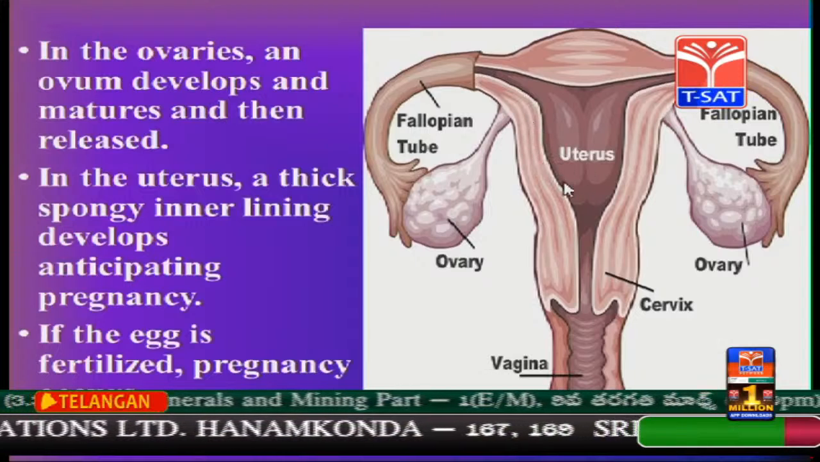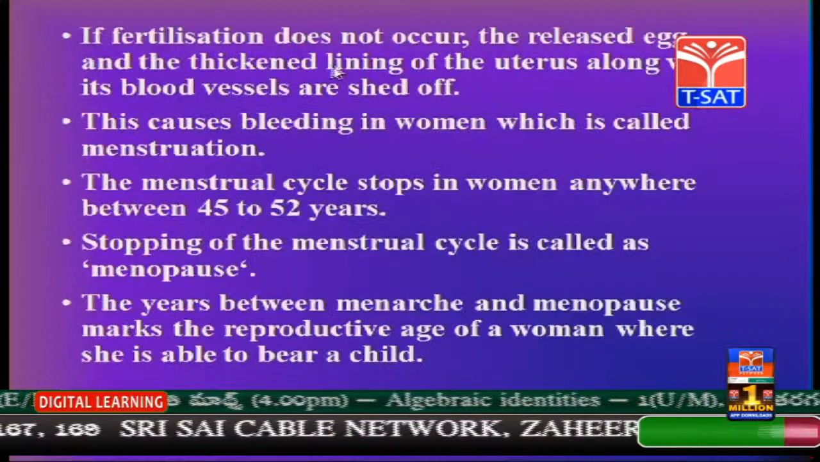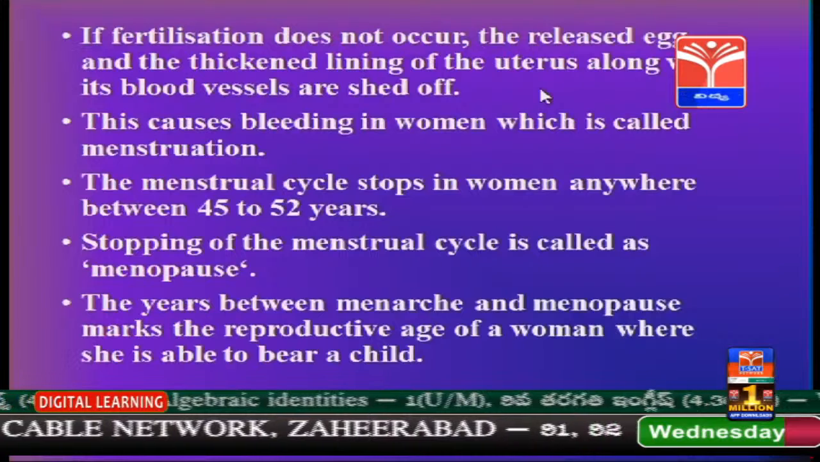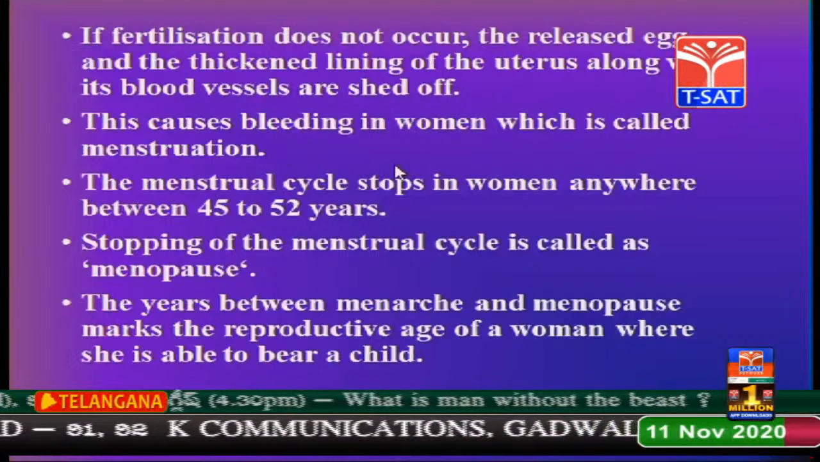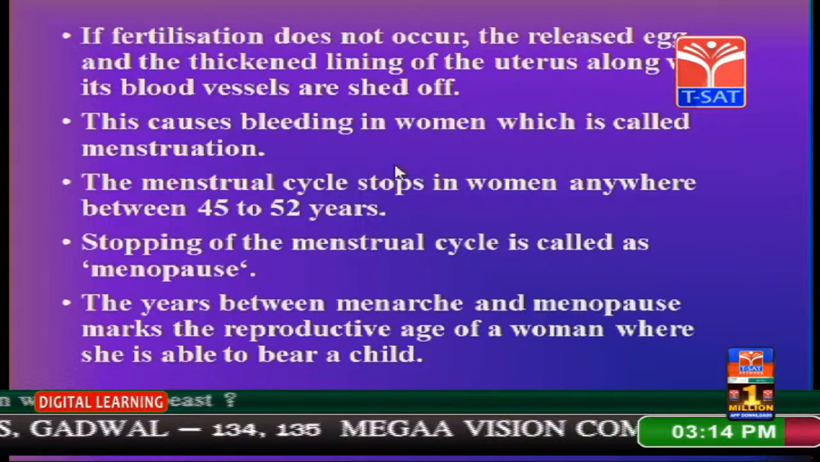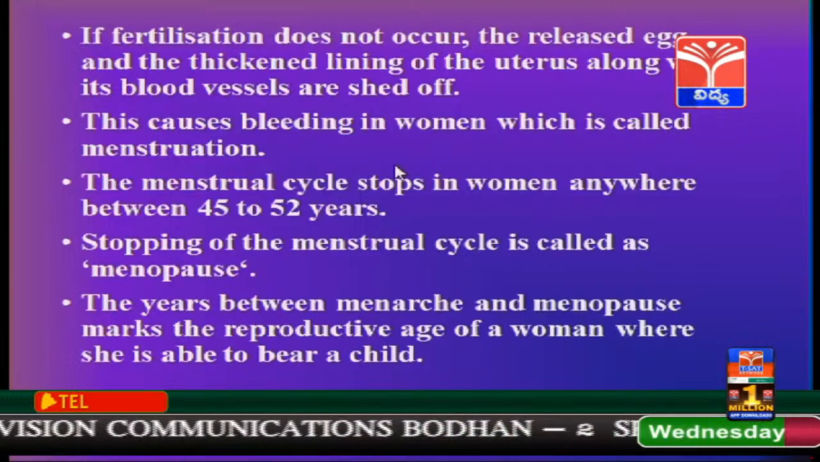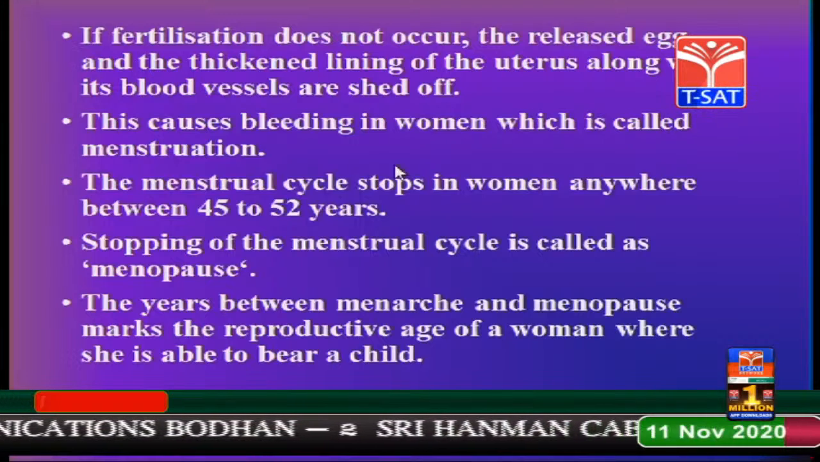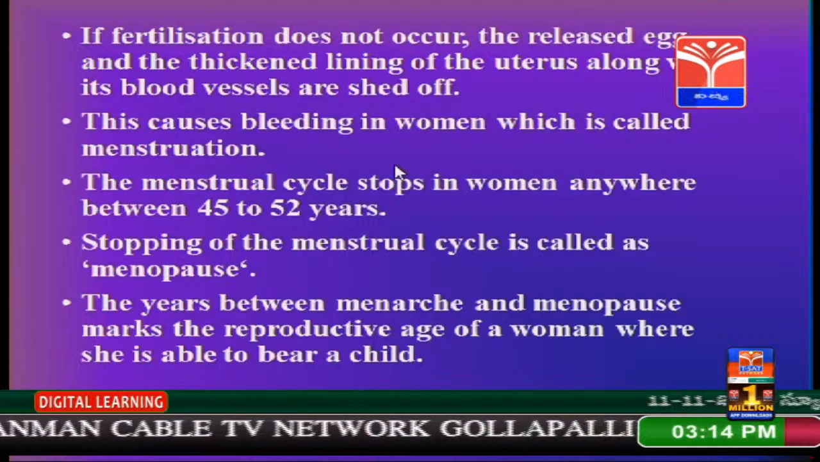But if the fertilization does not take place, then the released egg and the thickened lining of the uterus along with the blood vessels are shed off. This causes bleeding in the woman. It is called menstruation. This happens till the lady reaches the age of 45 or 52. Afterwards, the menstrual cycle stops.